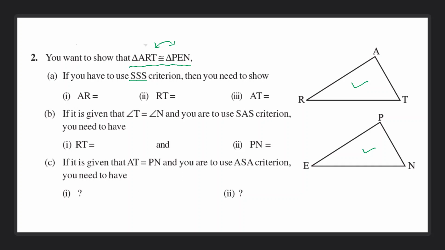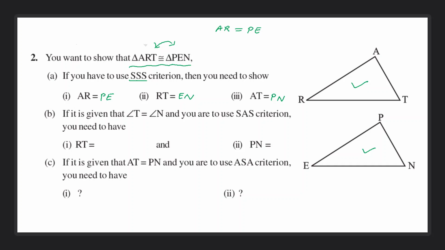If it is written ART, and you consider AR, that means the first two letters for the first triangle, then it will be equal to the first two letters of the other one, that is PE. So AR will be equal to PE. Same way when you take RT, it will be EN, and when you take AT, it becomes PN. So this is how you can take the different corresponding sides as and when required. So in A part, this is how we need to show. Next one is part B.